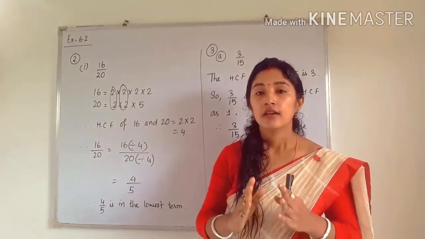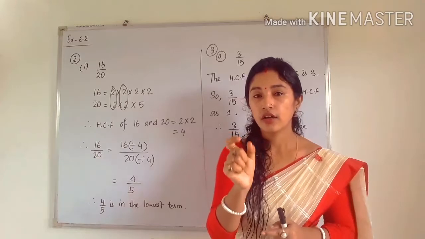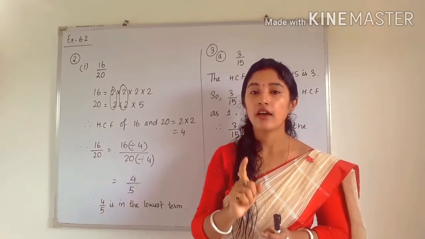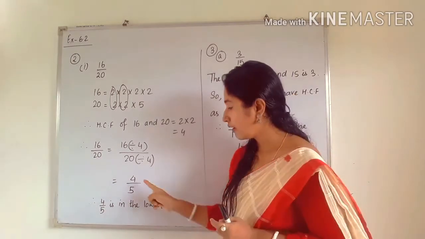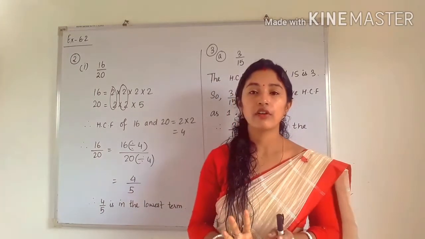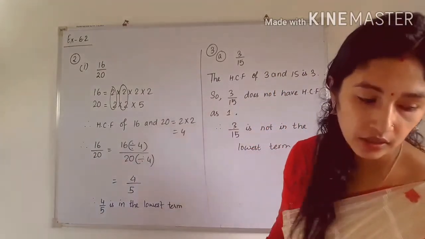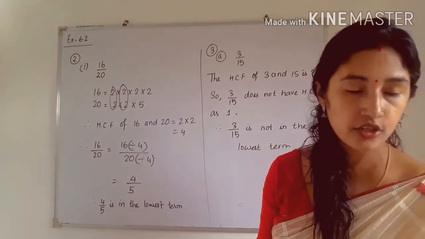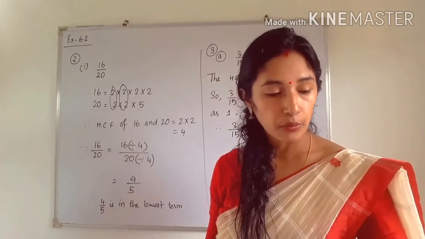So what is the first thing you will see in the lowest term? The first thing you have to see is that the numerator and denominator have only one factor in common, that is 1. Okay, see here 4 and 5 have only one factor in common, that is 1. Similarly, in question number 3, you have to circle the fraction in its lowest term. So this question you can do in the book. Use your rough copy to do the question.